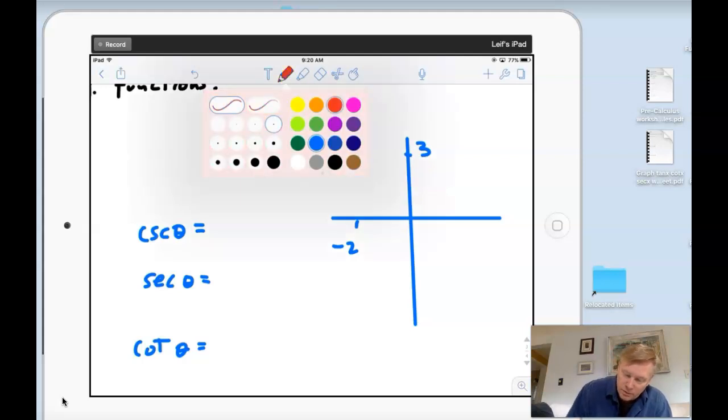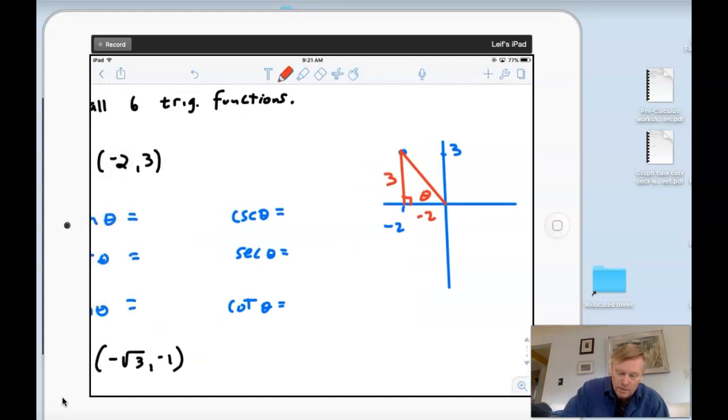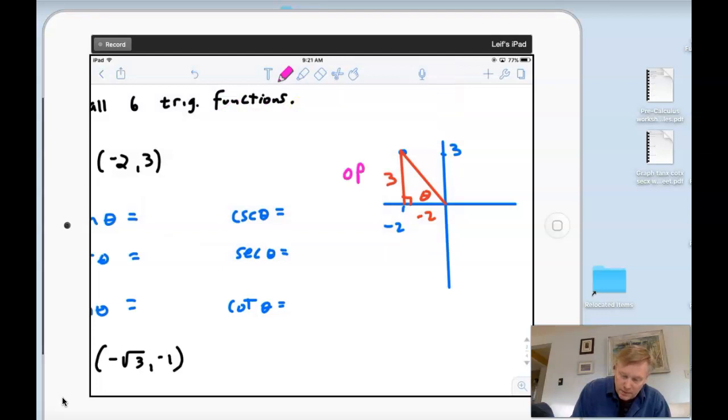So this always goes to the origin, okay? And then this is going to be my right triangle. There is my theta. Now remember, this is the negative 2 right here, and this is the 3. So the height goes up, and the negative is on the x-axis, okay? And that's important because when I start talking about sine of theta, it is going to be opposite over hypotenuse. This is the opposite. I just need to find out what the hypotenuse is, okay?